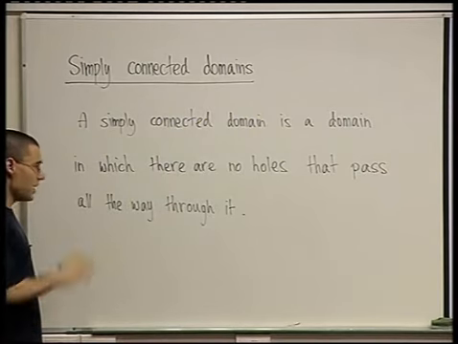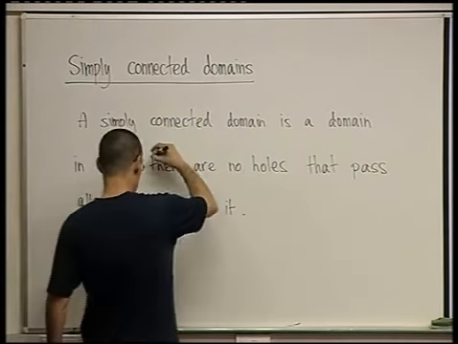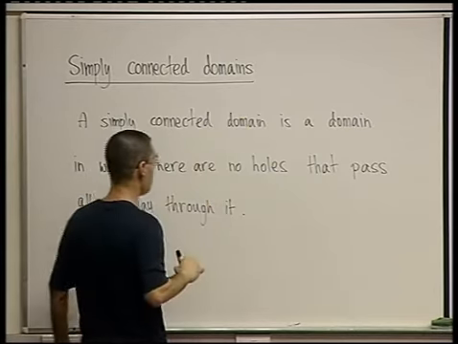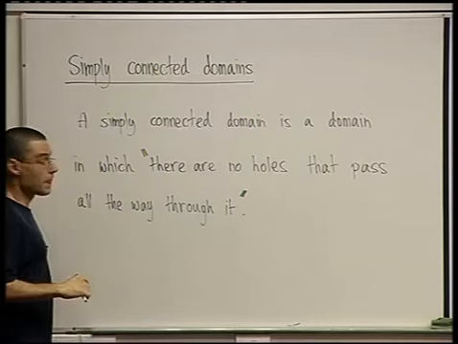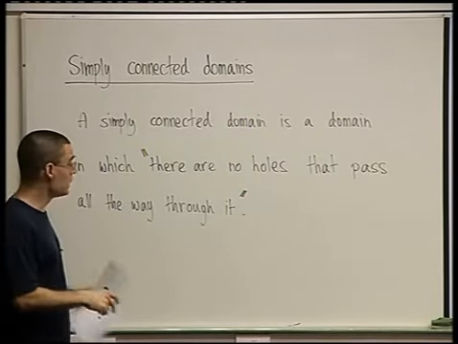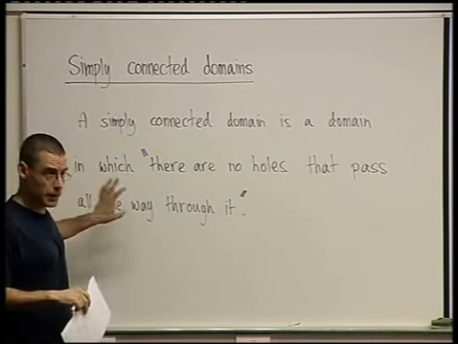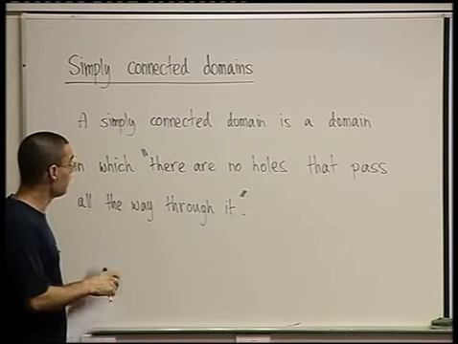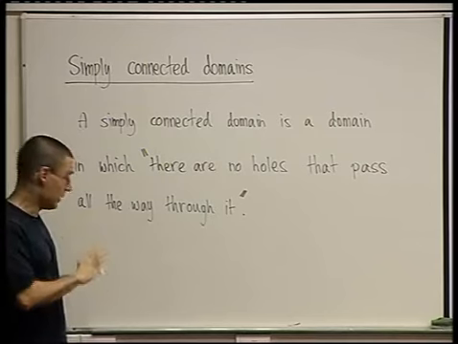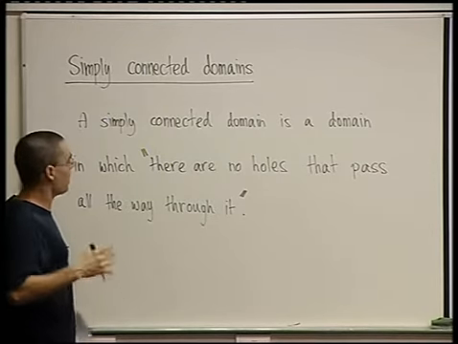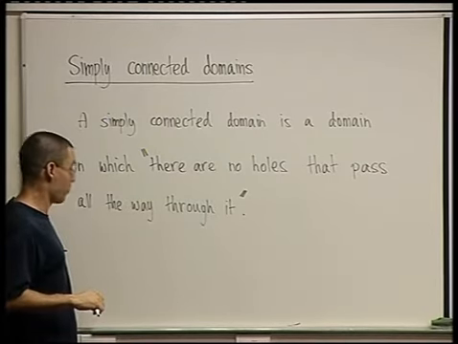So just to emphasize that this is the intuitive notion, I'm going to add these here. This works for both. Let me do some examples and explain. But again, this is not the precise mathematical definition. Okay, so what do I mean? There are no holes that pass all the way through it.